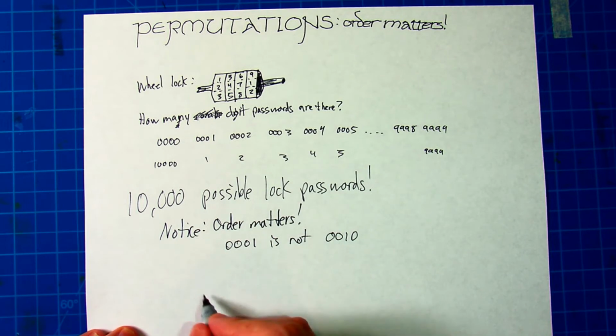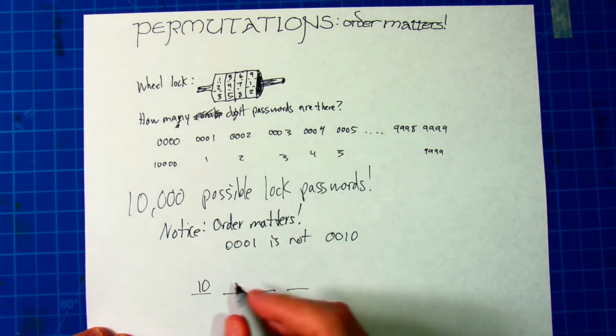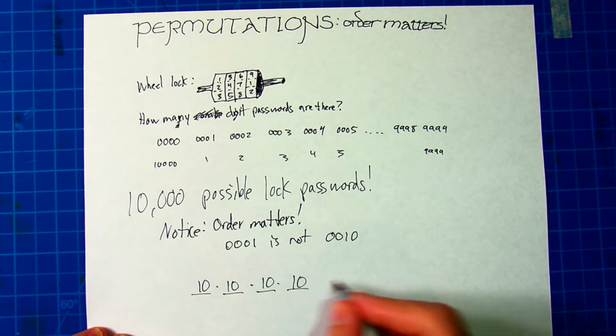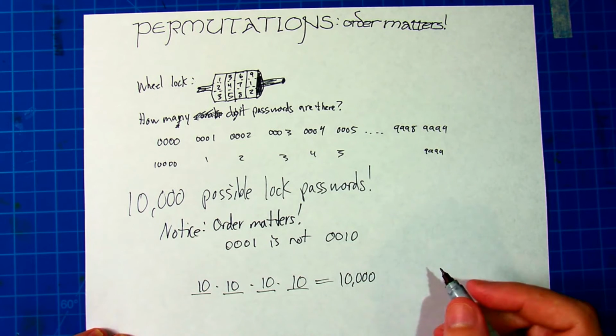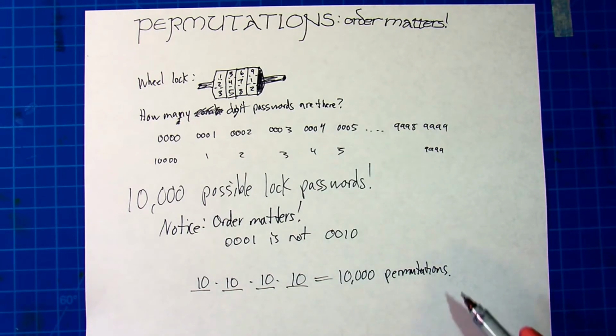The way to do that, observe that there are 4 separate wheels. Each wheel has 10 choices: 10 choices for this one, 10 choices for that one, 10 choices for that one, 10 choices for that one. So you multiply those and you get to 10,000. So this is what we're going to call a permutation. Permutations are when order matters.